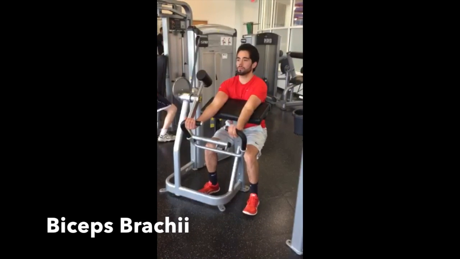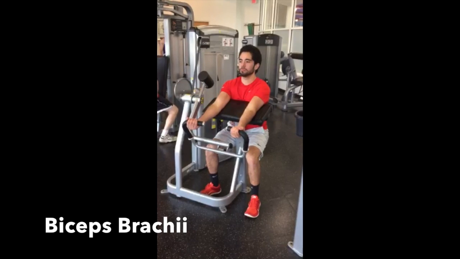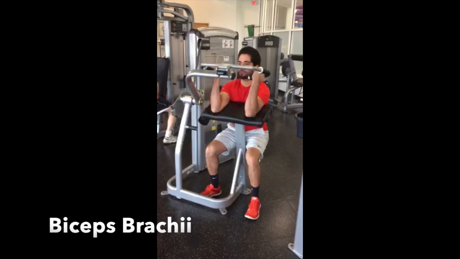The primary function of the bicep brachii long and short head is to flex the forearm at the elbow. An example exercise to work this muscle group is a bicep curl.